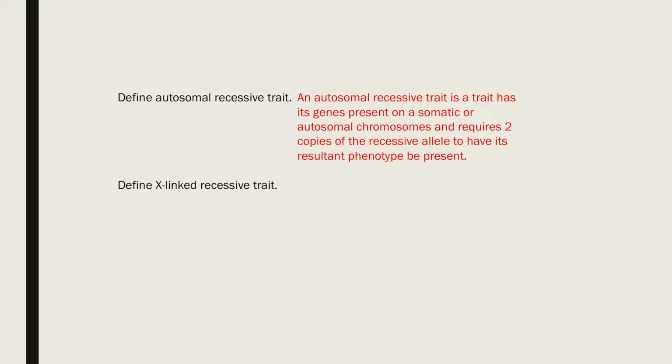So the first question asks us to define an autosomal recessive trait. An autosomal recessive trait is a trait that has its genes present on a somatic or autosomal chromosome and requires 2 copies of the recessive allele to have its resultant phenotype be present.